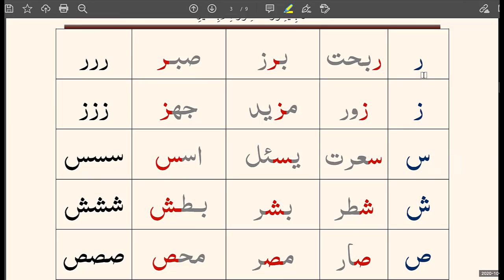The first line, yes, first line. Second page here. Ra, ba, ha, ta, ba, ro, za. No, the name of this letter is sod. Sod, ba, ro.